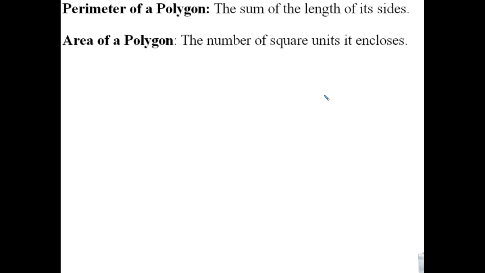First things first, what do we mean by perimeter and area? Perimeter of a polygon is the sum of the length of its sides, and area of a polygon is the number of square units it encloses. Okay, so perimeter is the sides, what's around the outside, whereas area is the space it encloses, what's on the inside. Perimeter around the outside, area on the inside.